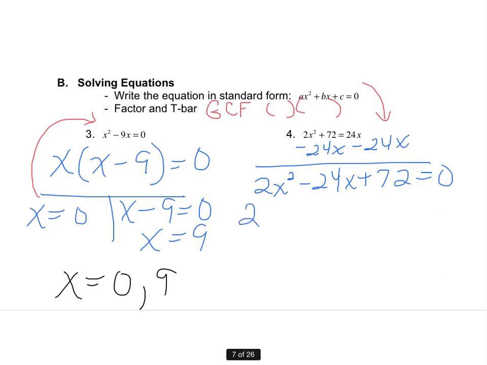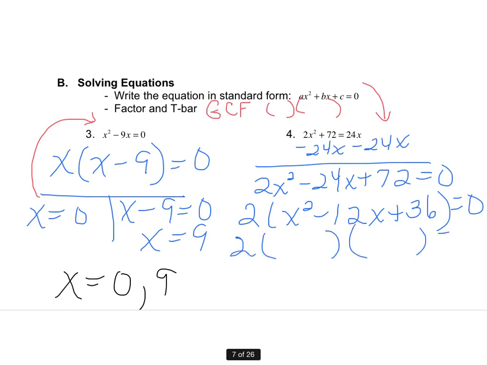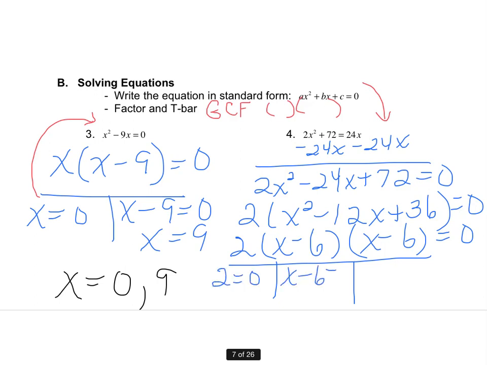I'm going to GCF out a 2 and get x squared minus 12x plus 36, and then equals 0. I still have a squaring, so I'm going to factor even further, bring down the 2, and go to 2 binomials. I'm going to get an x and an x, factors of a positive 36 that would add to give me a negative 12. Minus 6 and a minus 6, yes, I was correct. T-bar, setting each factor equal to 0, and solving.